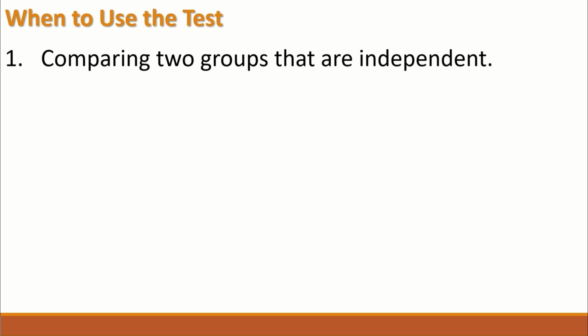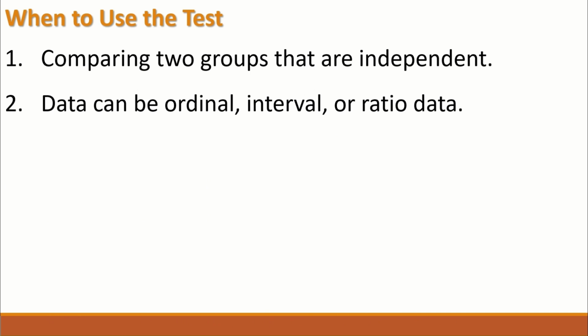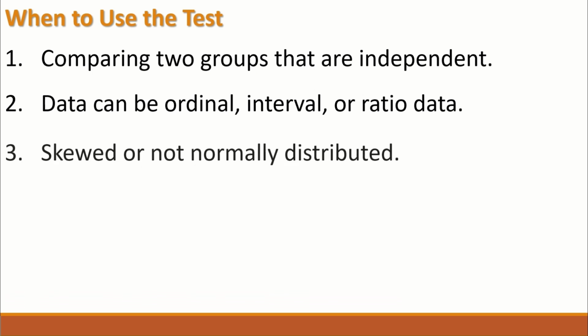So when to use the test? Use the test to compare two groups that are unrelated, not matched, unpaired, independent. Use it when the data are ordinal. Ordinal data is categorical data with order in it, such as the Likert scale, which is used in questionnaires and surveys. Or the data are continuous, interval, or ratio data but lack normality.